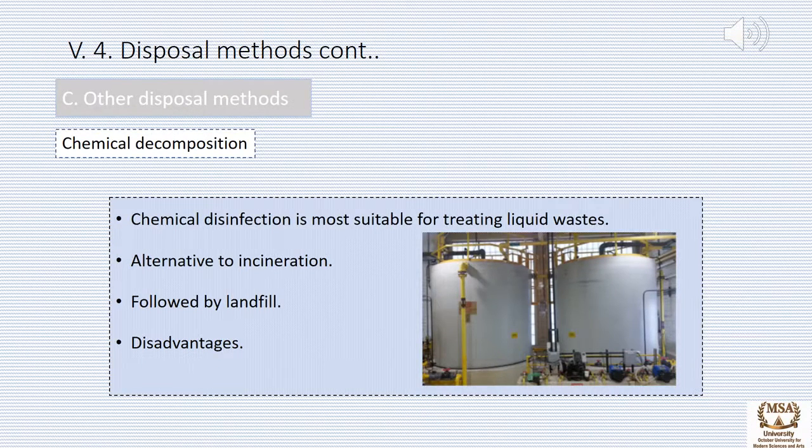Other disposal methods, such as chemical decomposition. Chemical decomposition is used as an alternative to incineration if the appropriate incinerator is not available. It's done according to manufacturer's recommendations and followed by landfill. A disadvantage of chemical decomposition is the process being tedious and time consuming, the chemicals used in the treatment must be available at all times, and it is not suitable for large quantities.